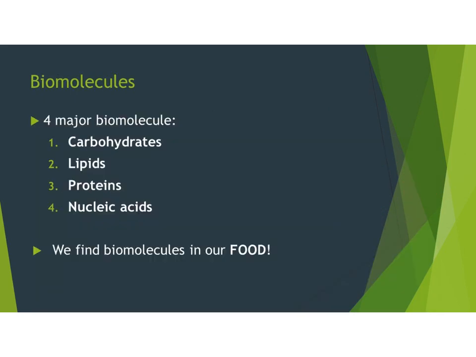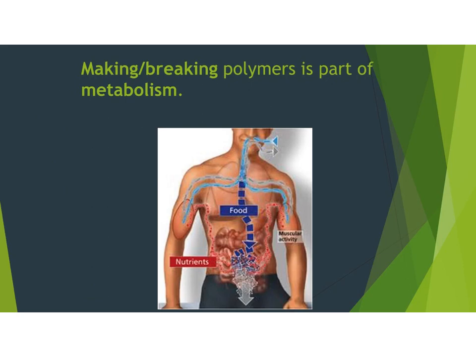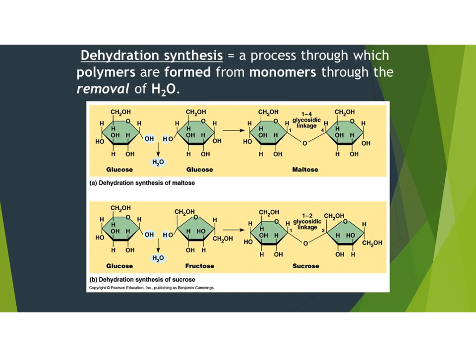Okay, so the 4 major biomolecules we're going to talk about because they make up so much of your body are carbohydrates, lipids, proteins, and nucleic acids. And except for number 4, we find biomolecules 1 through 3 in our food. Okay? Making these polymers, these macromolecules or biomolecules, is what we call metabolism. Metabolism is just making and breaking those in your body. Okay, and this happens in 2 ways.